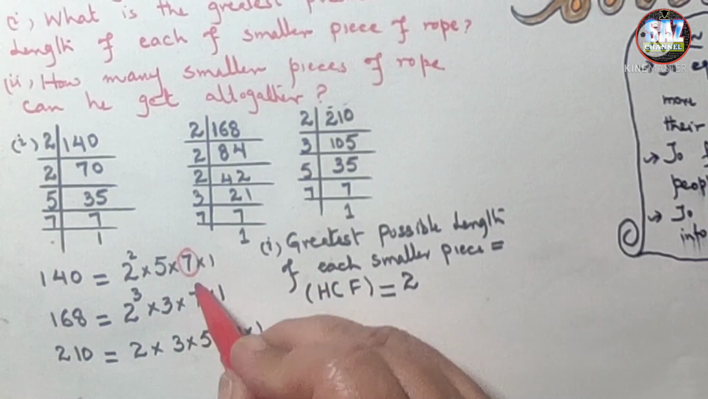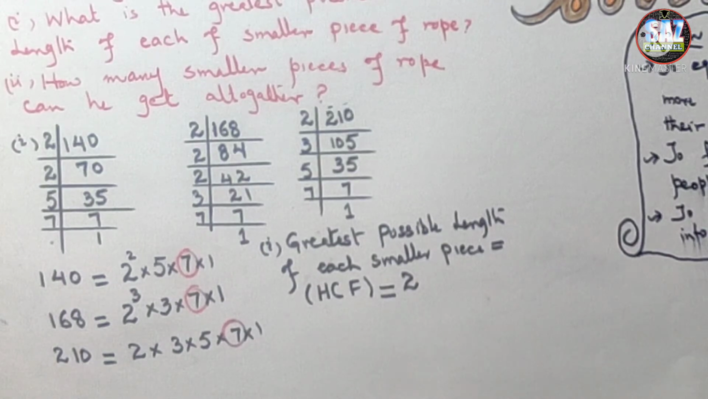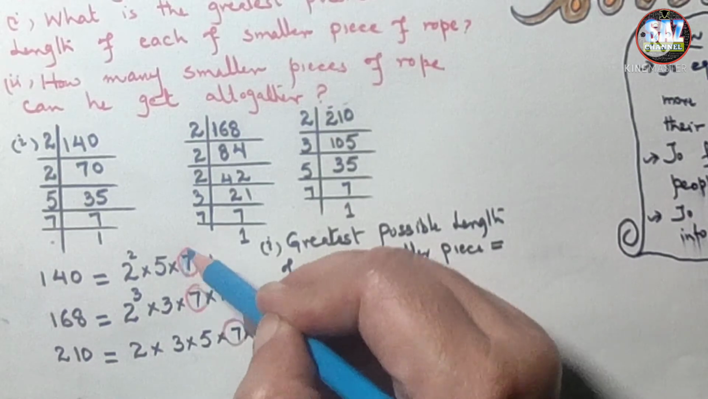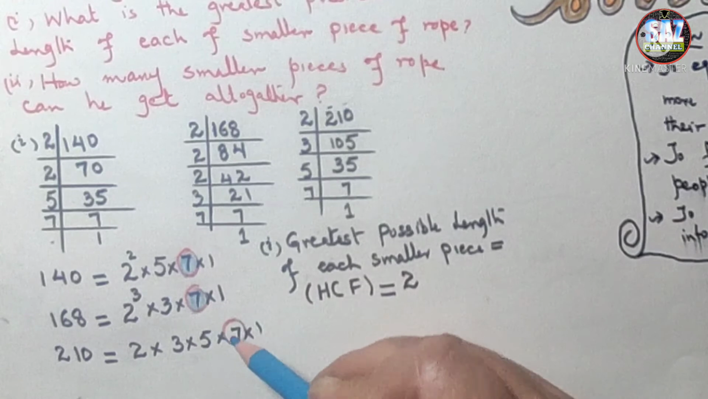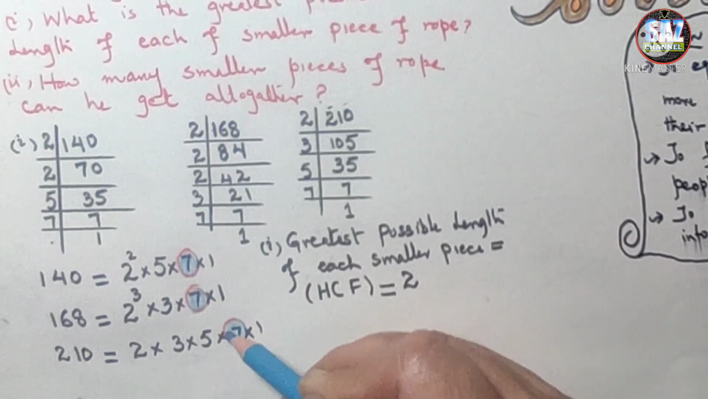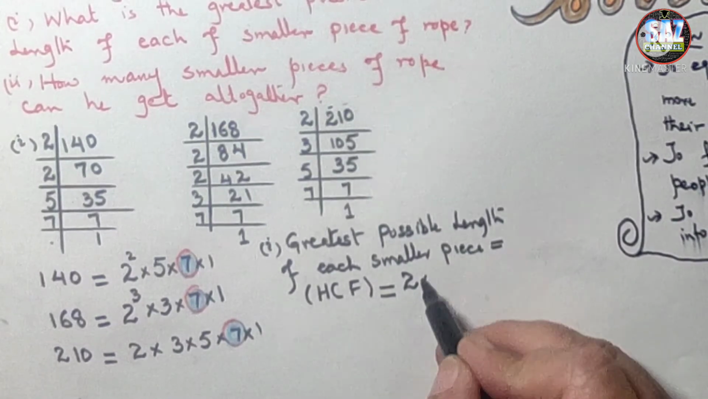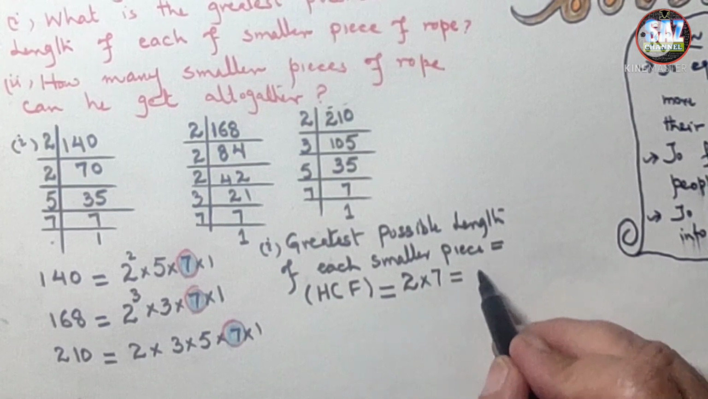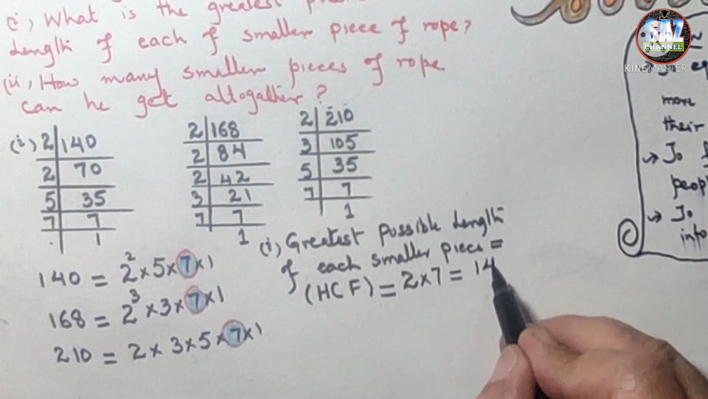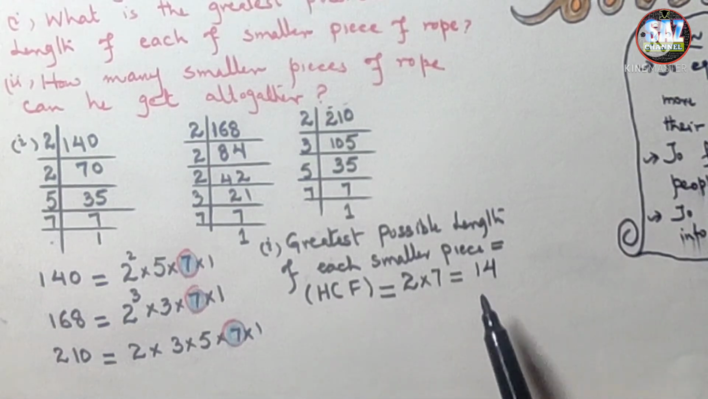So either I can make a loop or I can highlight this so that my students can see this easily, as we are doing this especially for the junior students. So let's have some coloring and fun so that it becomes prominent to my students. From 7s, it will become 7 only. So the highest common factor, HCF, is 2 times 7, which is equal to 14. So this is the largest possible length of each smaller piece of rope.